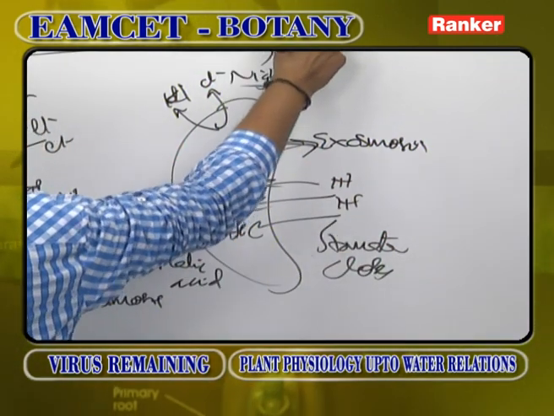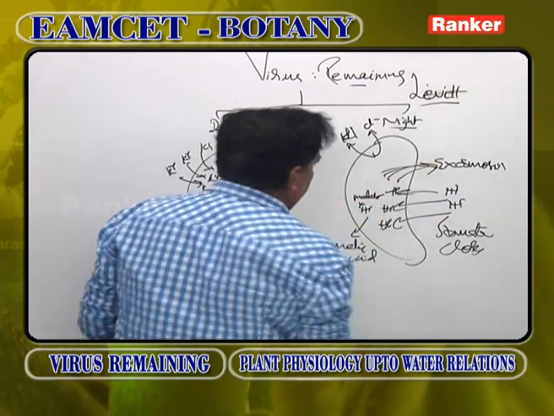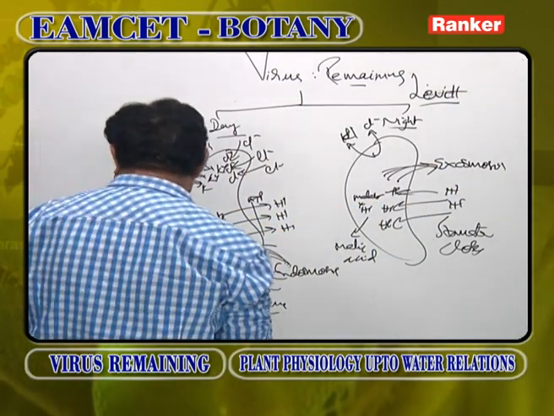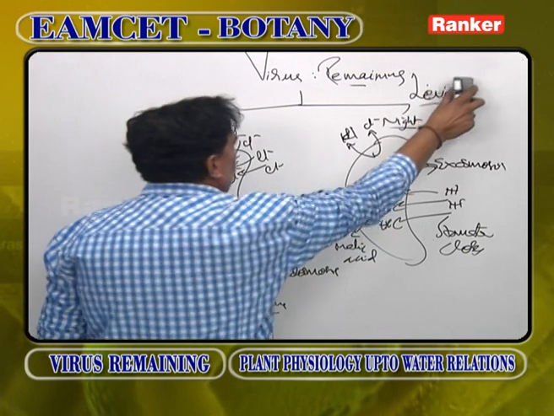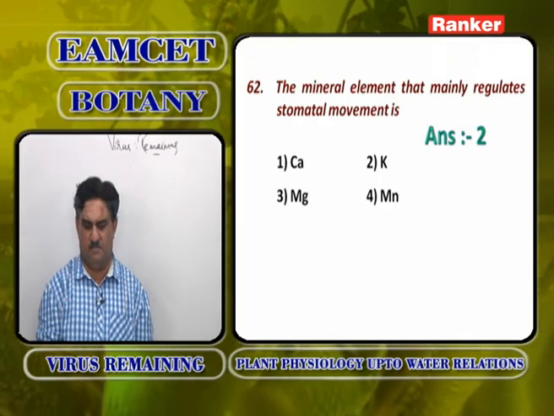This stomatal control by potassium ion was proposed by Levitt. So, potassium ion controlling the stomatal movement in plants was proposed by Levitt and proved by Bowling. So, the answer is: the mineral element that mainly regulates stomatal movement is potassium ion, not calcium, magnesium or manganese, it is potassium ion.